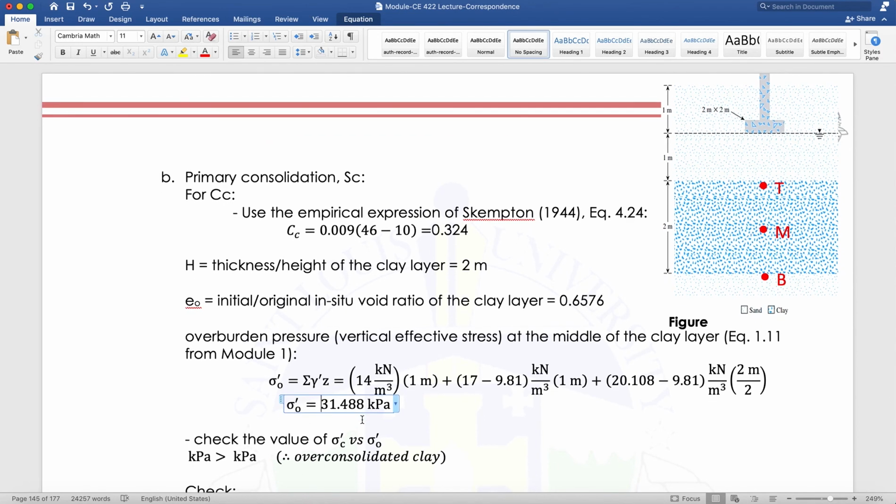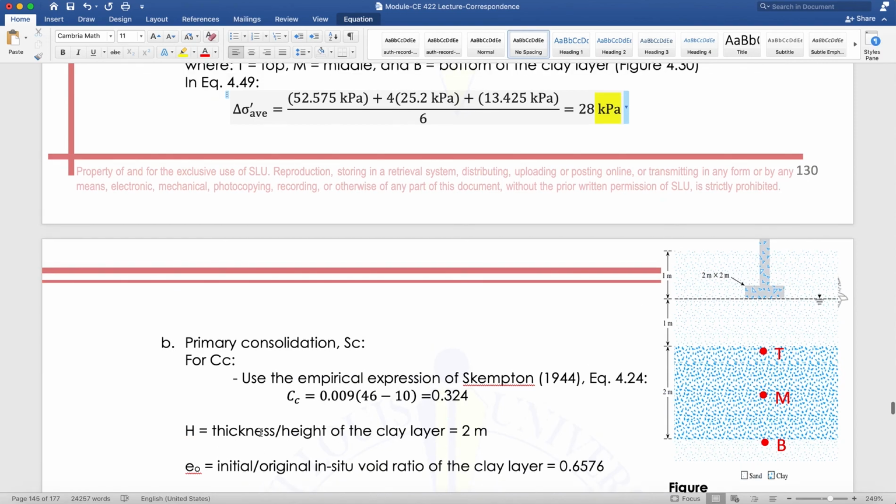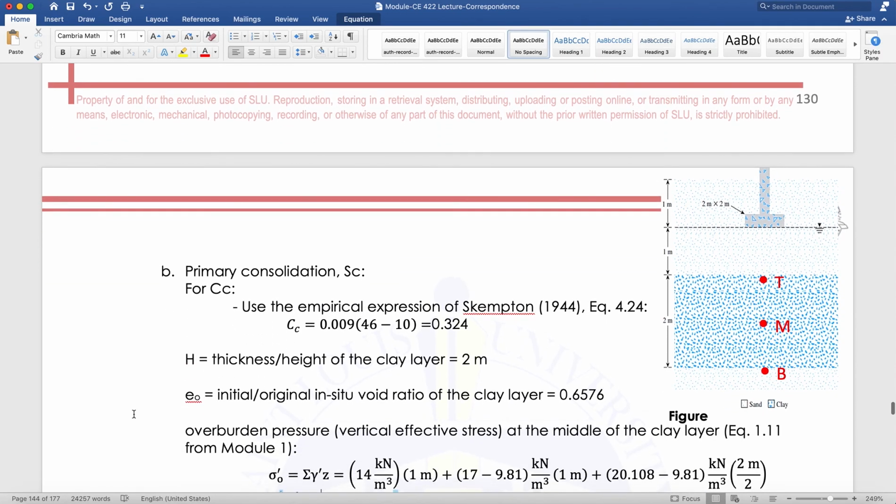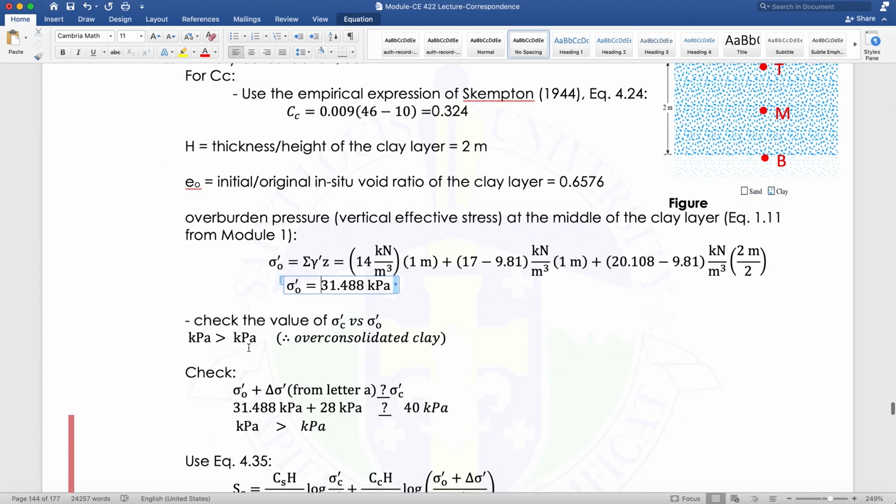Now we need to check whether the pre-consolidation pressure is greater than or less than our overburden pressure. So we need to check that. How much is our pre-consolidation pressure? Our pre-consolidation pressure is given as 40 kilopascals.